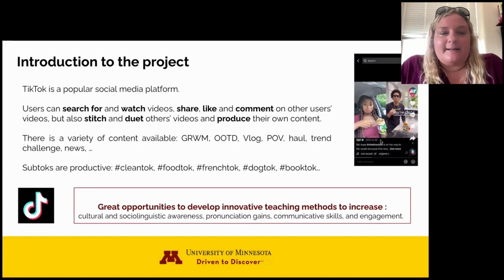Duetting is similar, except if you look at the image on the screen, we've got an example here. What you have is an original TikTok, usually on the right, and then you have somebody running parallel, usually reacting to or talking back to the original source. So basically, you've got two things running at the same time. If you're familiar with the react videos from YouTube, this is one way that TikTok supports this kind of interaction.